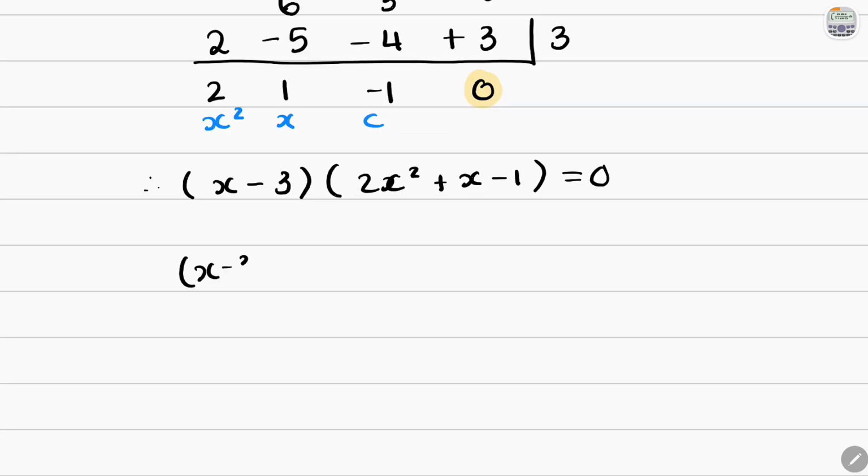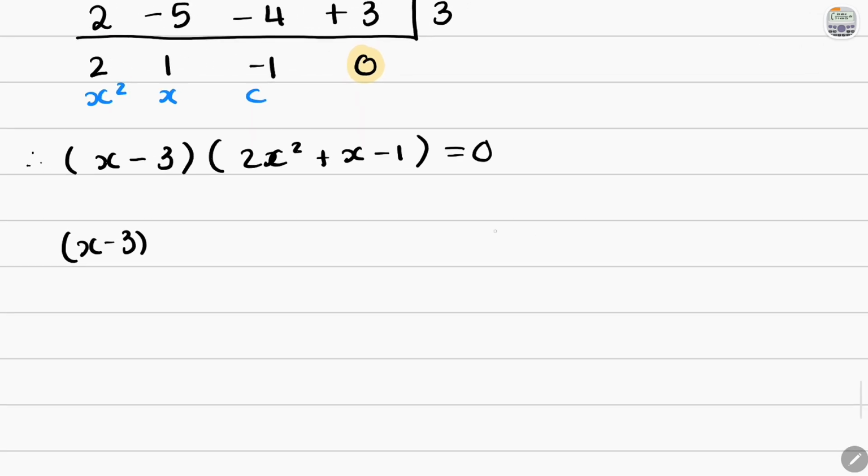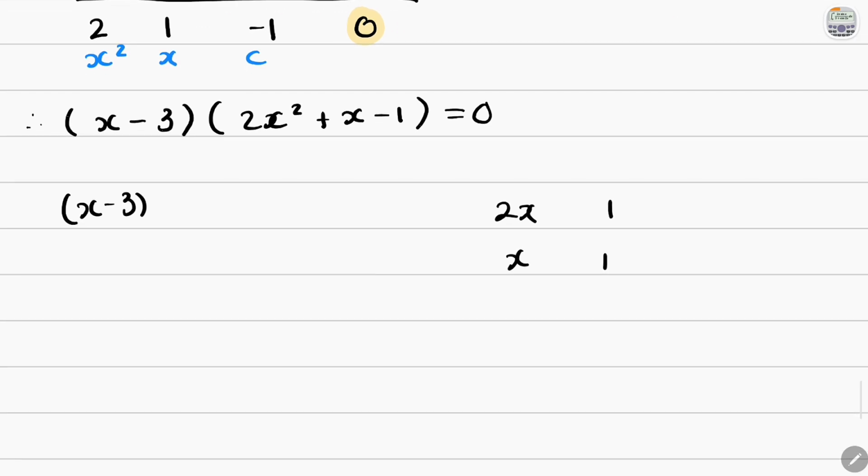So x minus 3, and factorizing this, we need factors of 2x squared. That's 2x times x gives us 2x squared. Factors of 1, just 1 and 1. But this is negative. And so one of them needs to be negative.